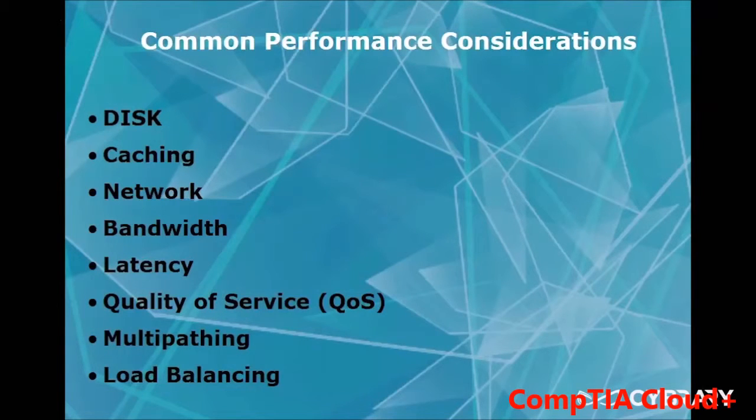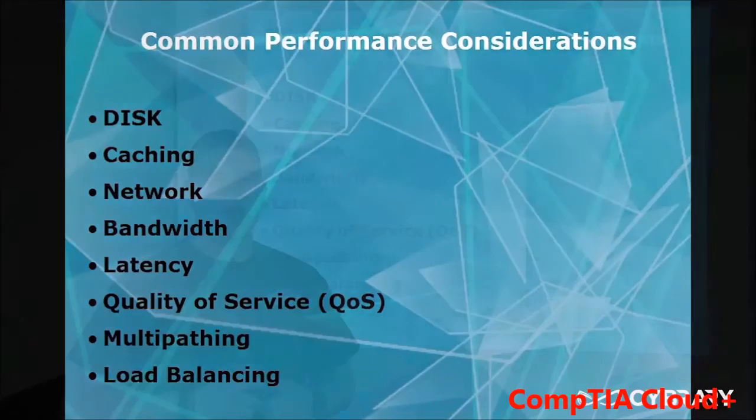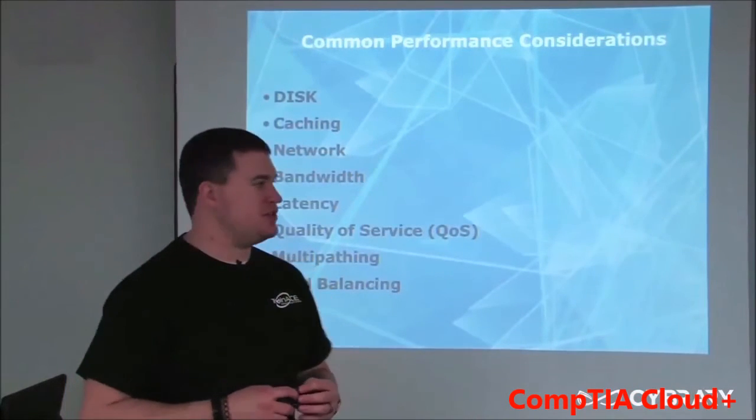Lastly, we have some considerations whenever it comes to performance. The disk, cache, network, bandwidth, latency, quality of service, multipathing, and load balancing. Each one offers you the ability to increase your network's performance. You increase your disk size or you increase your disk speed, then you're able to write more. Caching allows your computer to do more local operations and not have to go to the internet. The faster your network, the more you're able to give resources out to all users. Bandwidth allows you to give more resources out as a whole. Reducing latency allows your customers to see an improved performance. The lower the latency means that the faster they're getting their information.